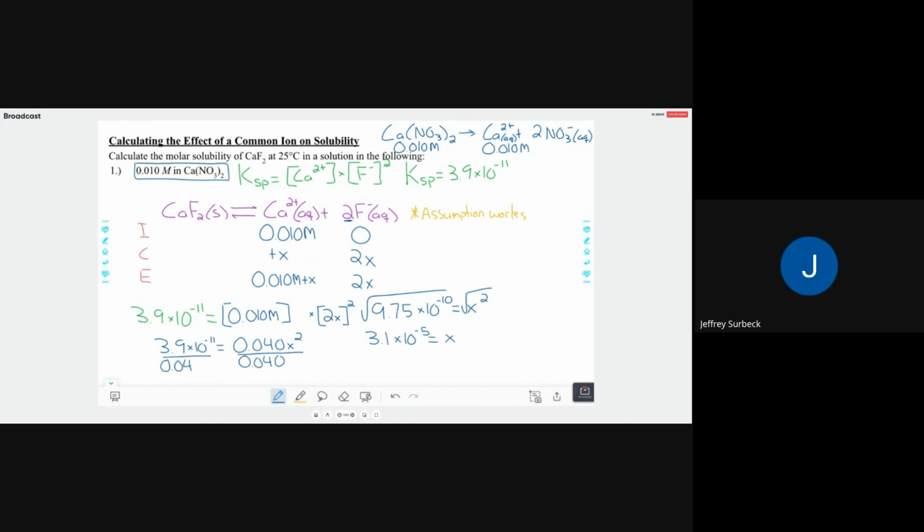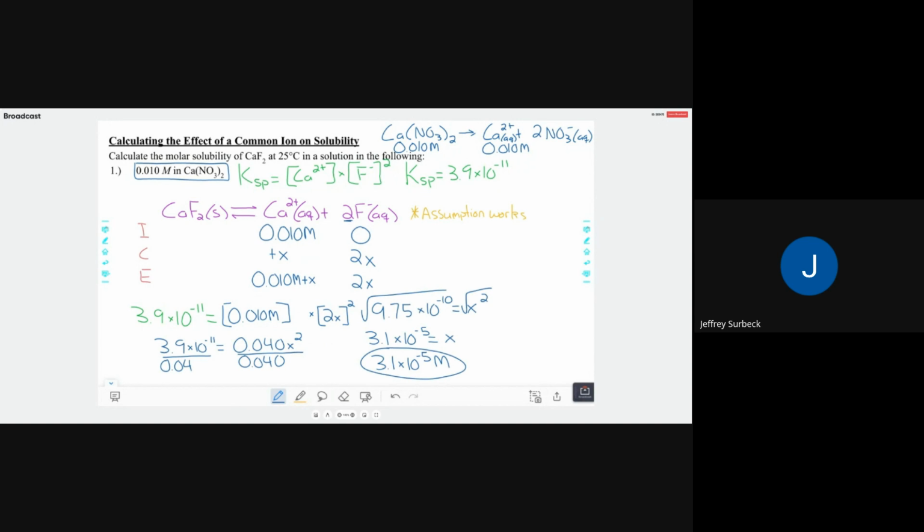Remember, the way in which we write our molar solubility is in terms of moles per liter, or simply molarity. So our molar solubility here would be 3.1 times 10 to the negative 5th, capital M. Now, I'm going to take a lot of information here, and I'm going to use it on our next problem.